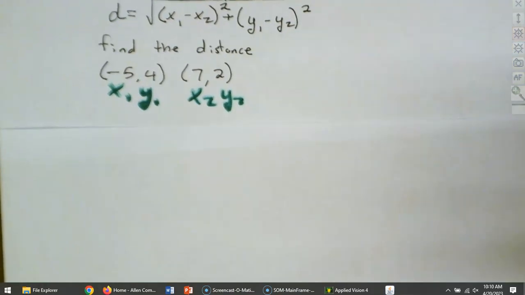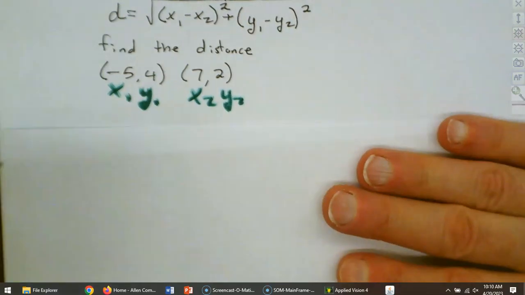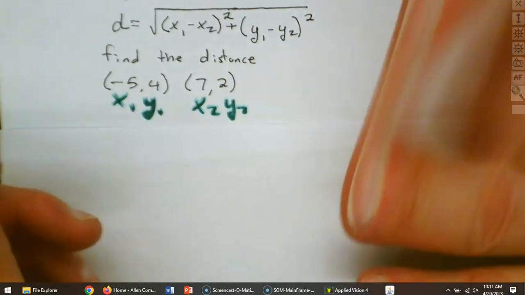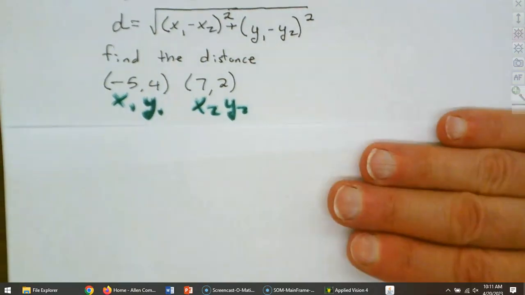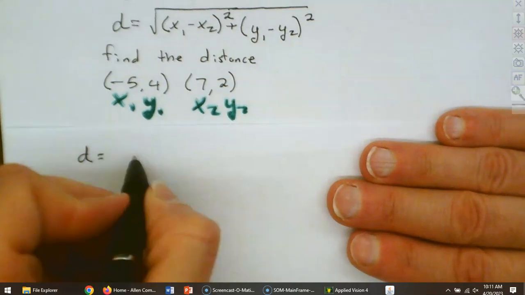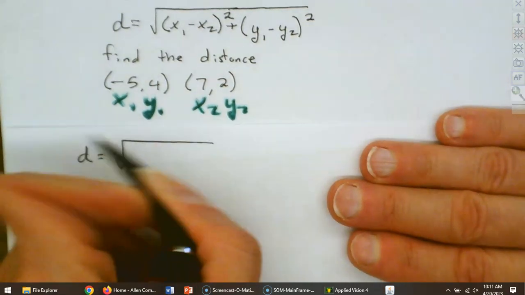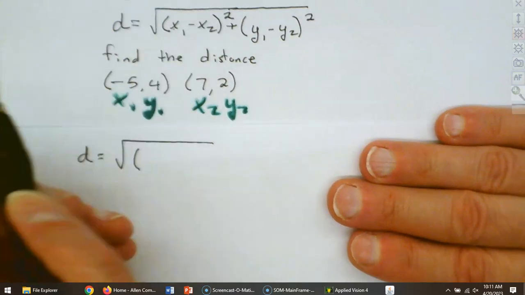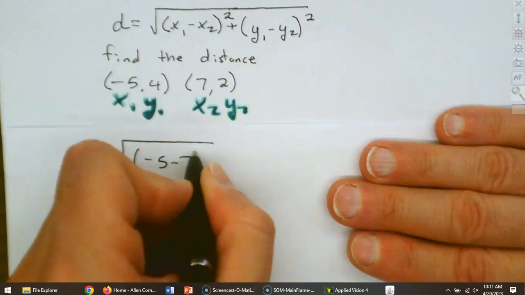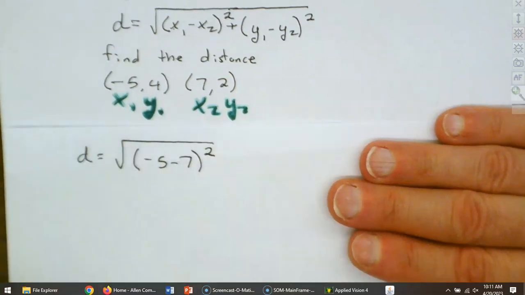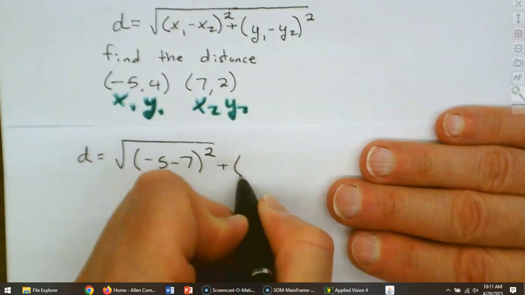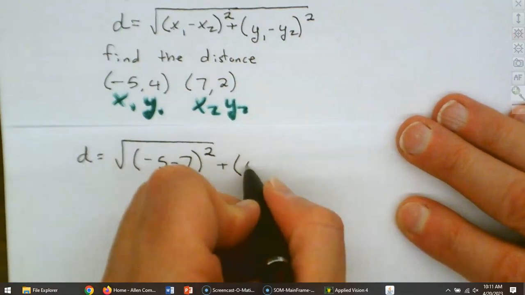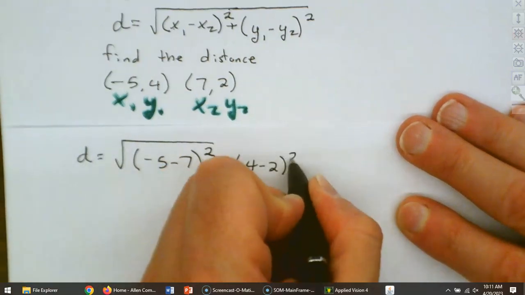Now we do have to be careful if we have any double negatives. So let's look at our formula here. We're going to plug in our values. So d equals the square root of x1 minus x2. So that's a -5 minus 7. And then we use parentheses. We have to square that. And then we've got a plus. Okay, then we have the y's and we subtract them. So we have 4 minus 2. Quantity squared.